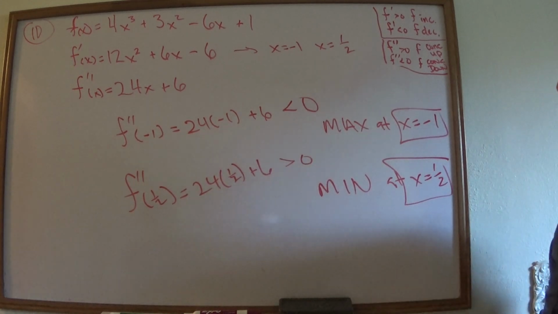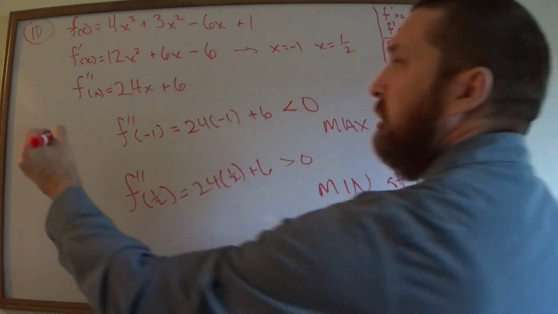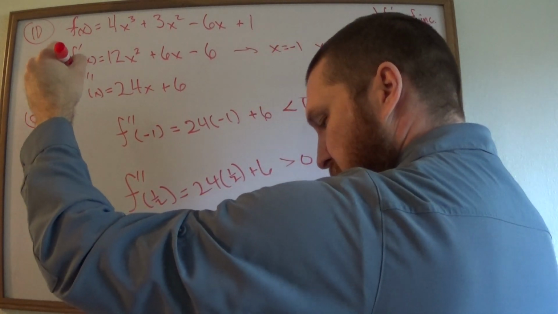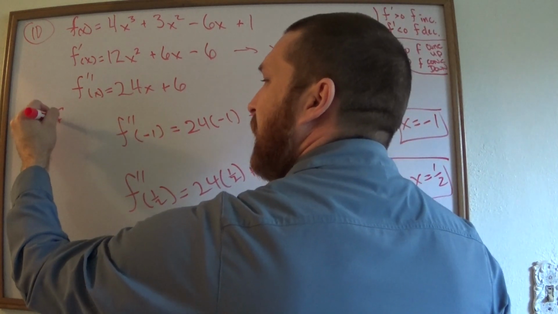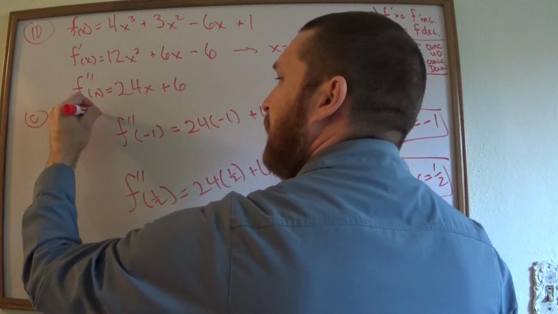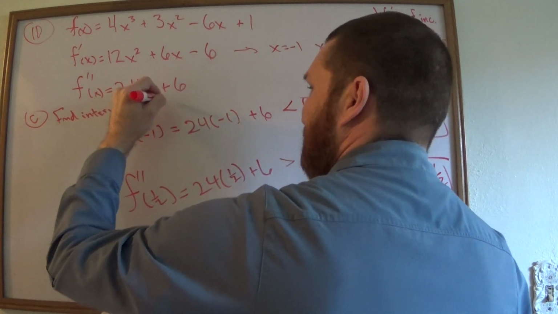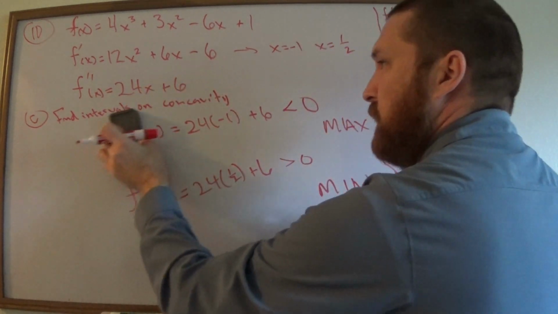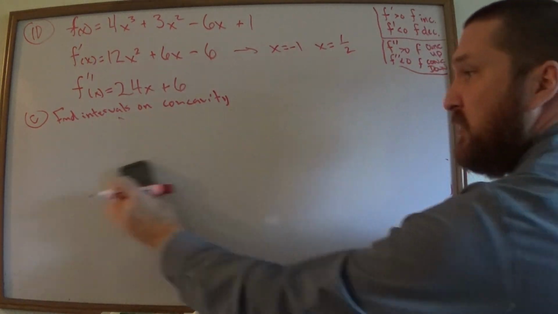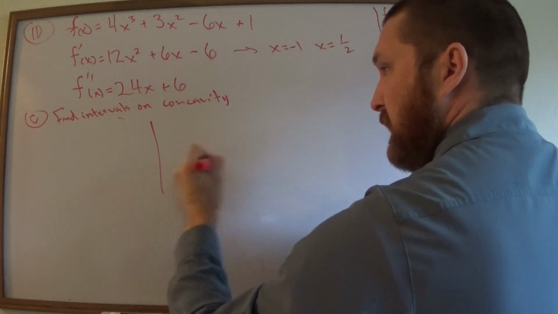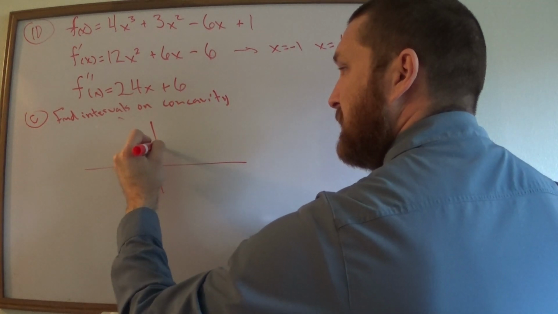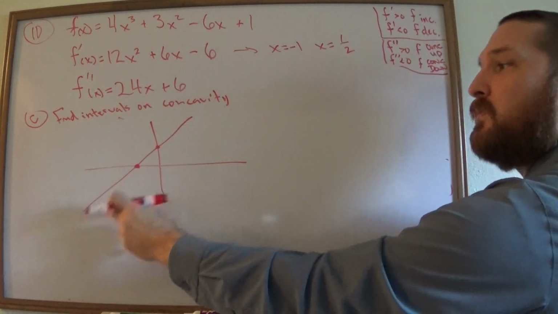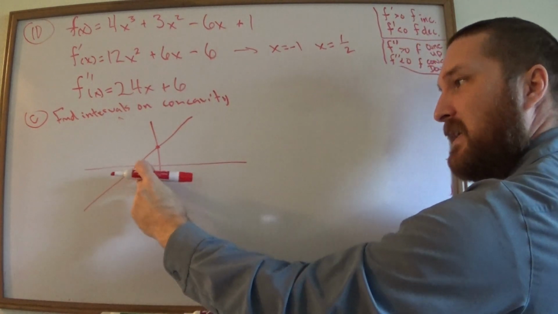Now, the last thing. I told you part 10 had a part C. All it asked you to do was find intervals of concavity, so when it's concave up and when it's concave down. And that comes down to the second derivative. We could just graph that second derivative. It looks like this. It goes through at 6. It has a positive slope, so we must do something like this. Where is that? Because that's where the concavity changes. So we need to find that place.